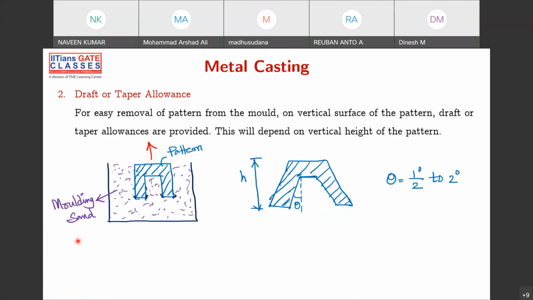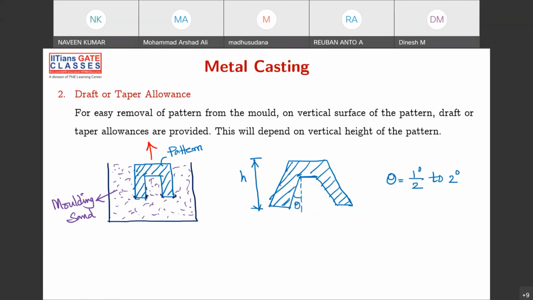Now you want to remove this pattern. When you remove this pattern, obviously the sand will get stuck to it, because it has small straight big legs, and at these edges it will create some problem. To avoid that problem, you make some taper. This taper is very small.